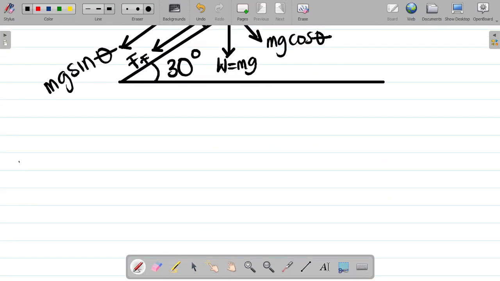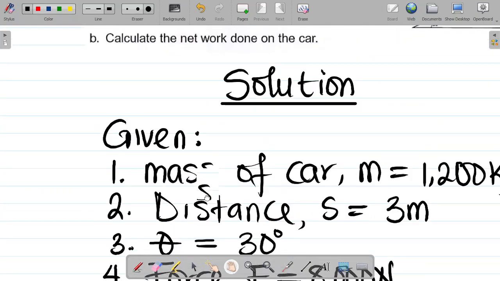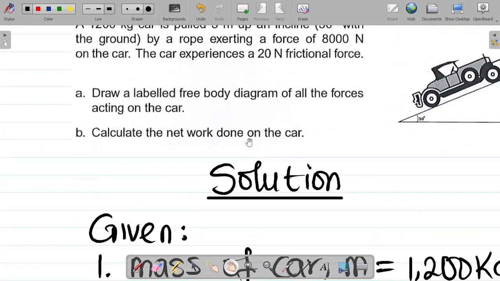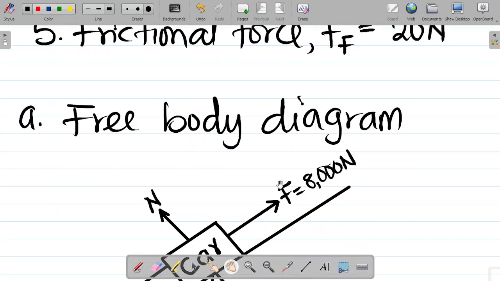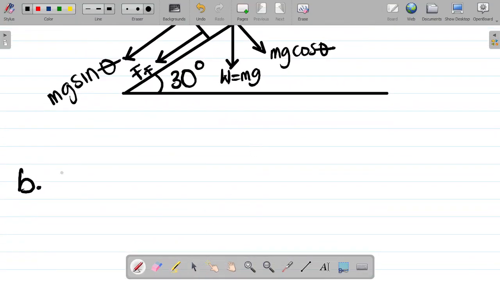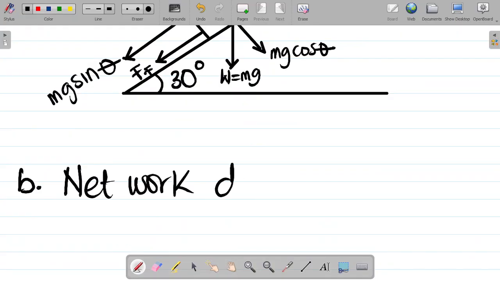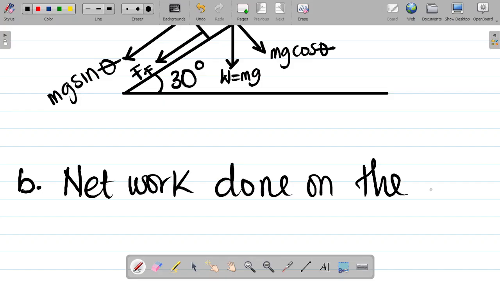Let's look at the B part. What's the B part there? It says calculate the net work done on the car. Net work done on the car, that's the B part. So let's take the B part down. Net work done on the car. So how do you find the net work done on the car?